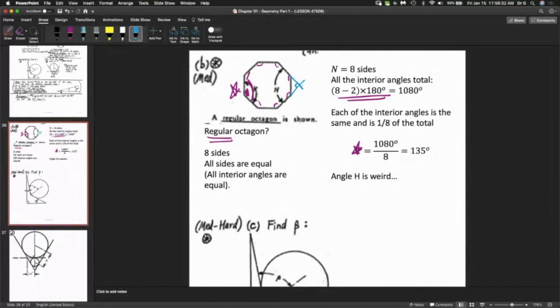I'm just going to mention here, H: if you extend the figure, H is 90 degrees, because you can extend that figure.